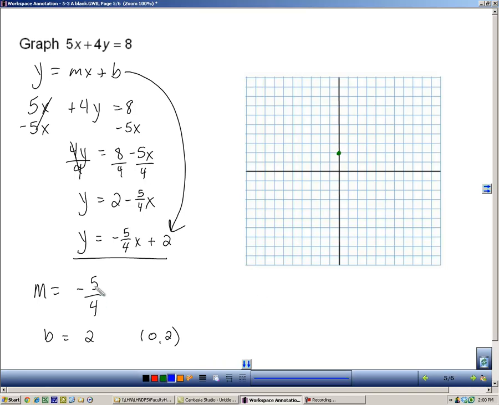And slope is negative 5/4, so 1, 2, 3, 4, down 5, and to the right 4. And I can put a dot there. And if I want, I could do it again. I could do down 5 and to the right 4, but 2 is enough points, so I'm going to graph it. So that's what the graph of this equation looks like. First, isolate the y so you can easily pick out the m and the b, and then use your m and your b to draw the line.